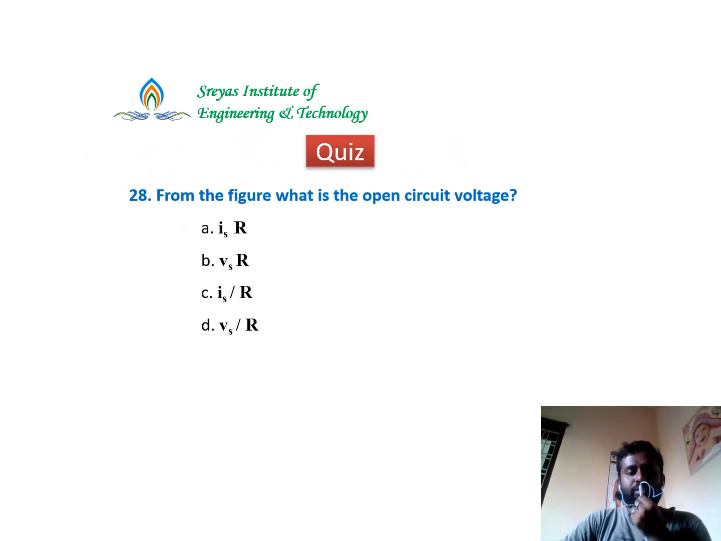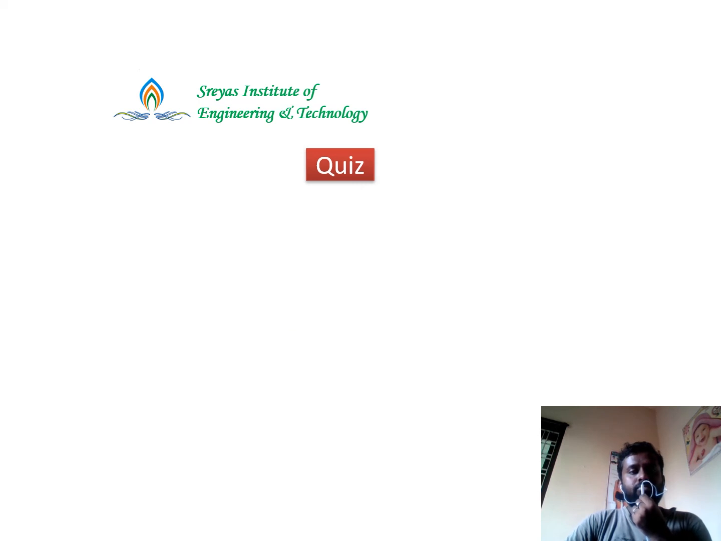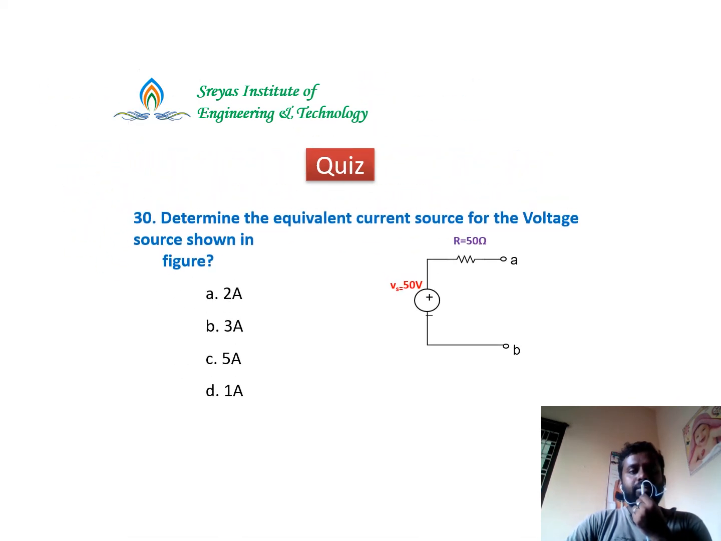From the figure, what is the open circuit voltage? There is a figure with a current source in parallel with a resistance. What is the value of the voltage? You can use Ohm's law. From the figure, what is the short circuit current? What is the current that is flowing if you short circuit the A and B terminals? Now determine the equivalent current source for the voltage source shown in the figure. The voltage value is 50 volts and the resistance is 50 ohms. You need to determine the current source value.